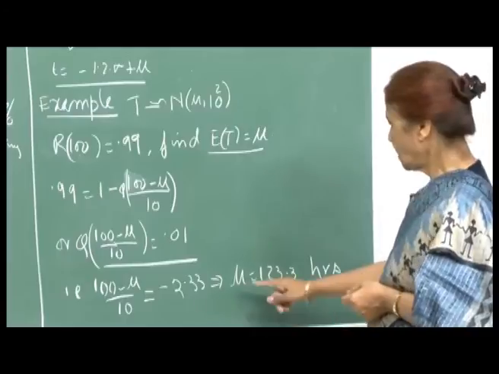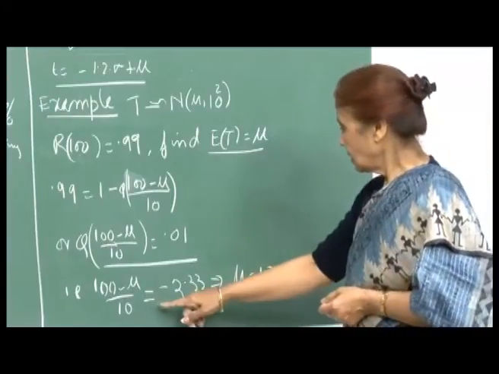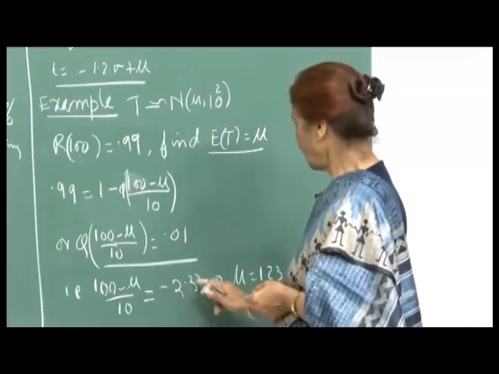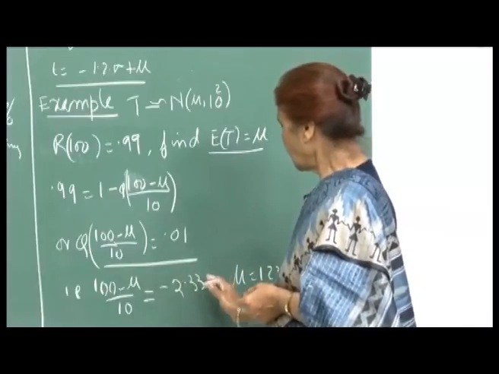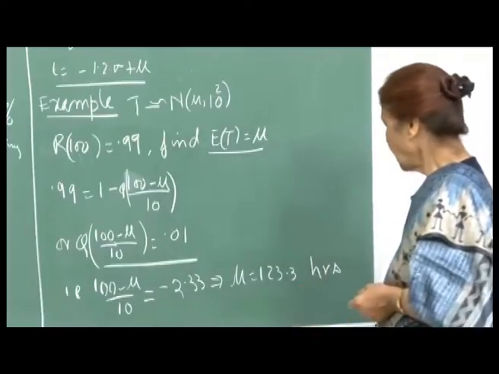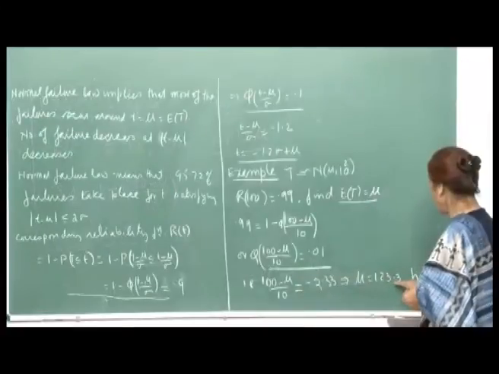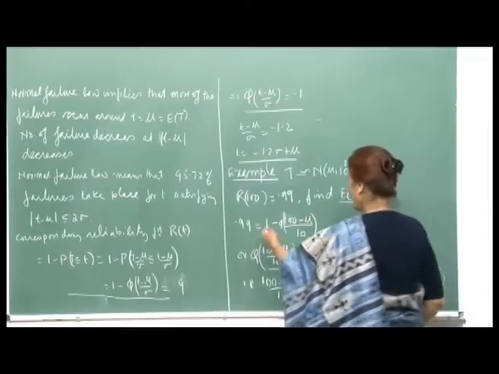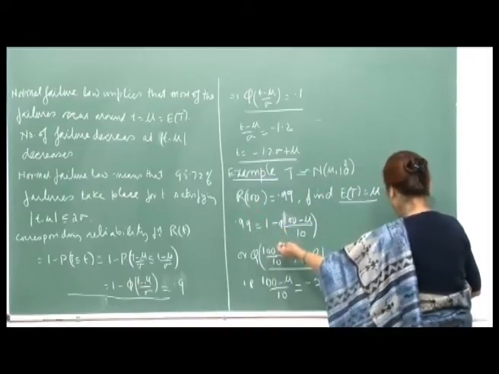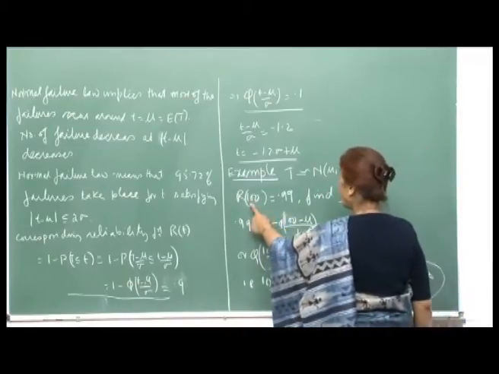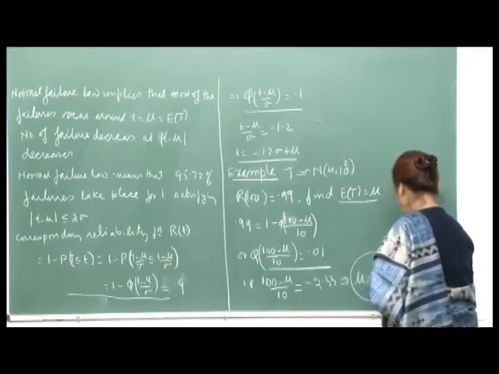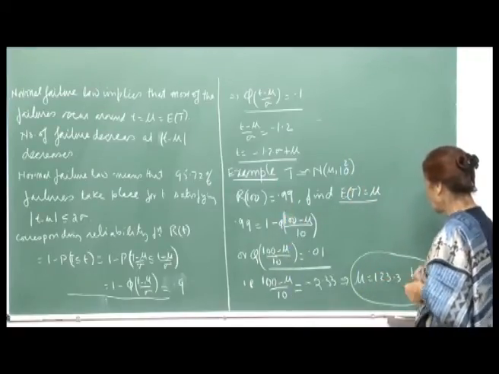And so, this implies that mu is, you multiply this with this, and so it will become 23.3, and mu comes to this side, this gets added to 100. So, this will be then 123.3 hours. So, the mean is here, and you see this is removed from the mean. This is 123.3 hours. So, at 100 hours, if you are asking for reliability 0.99, then your mu is this.